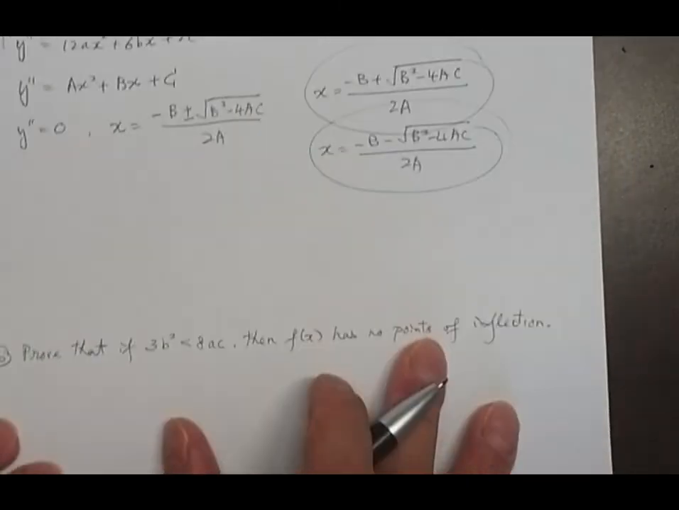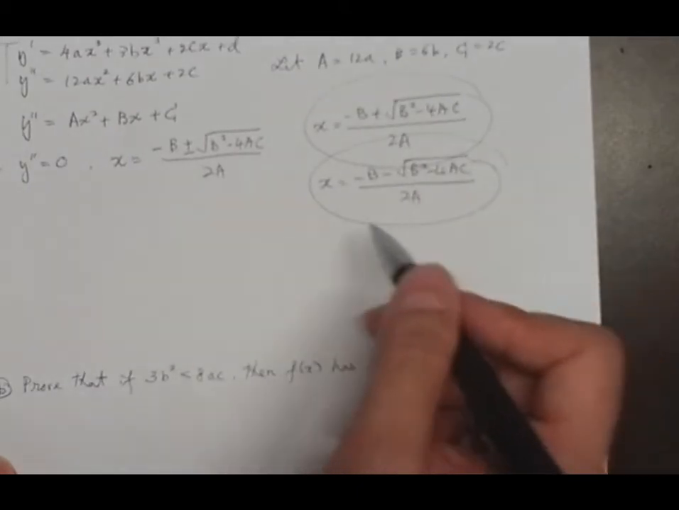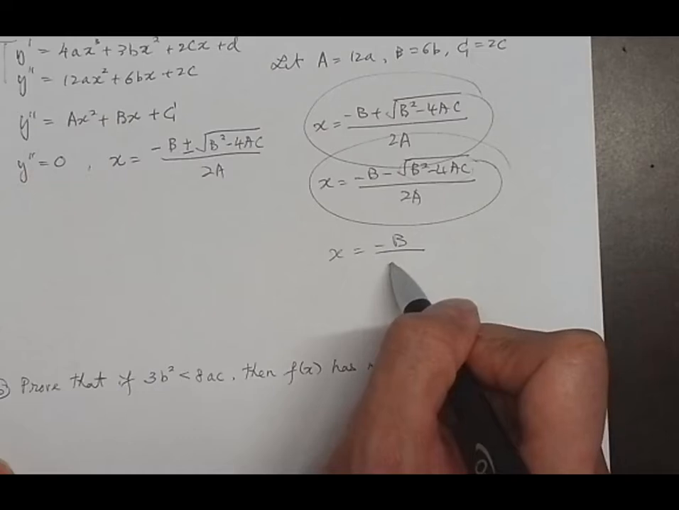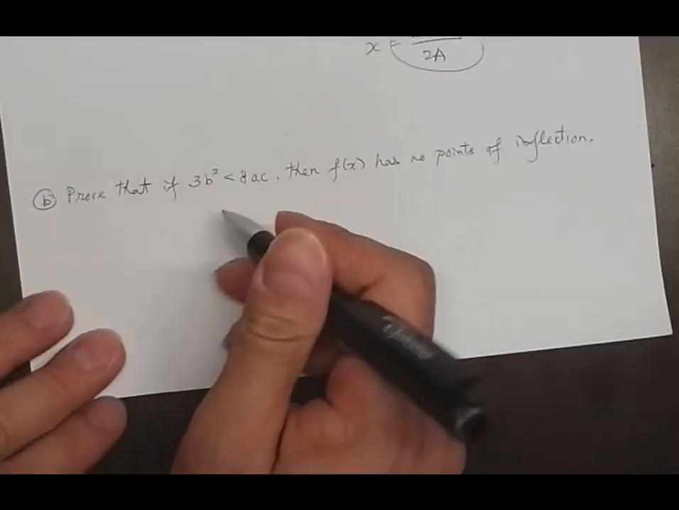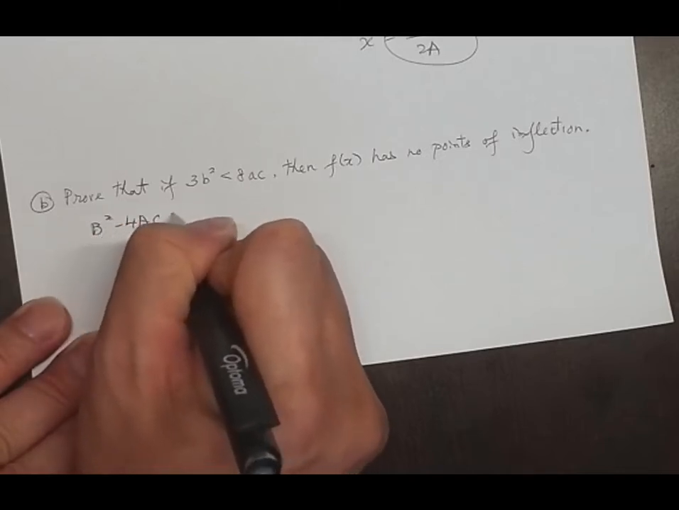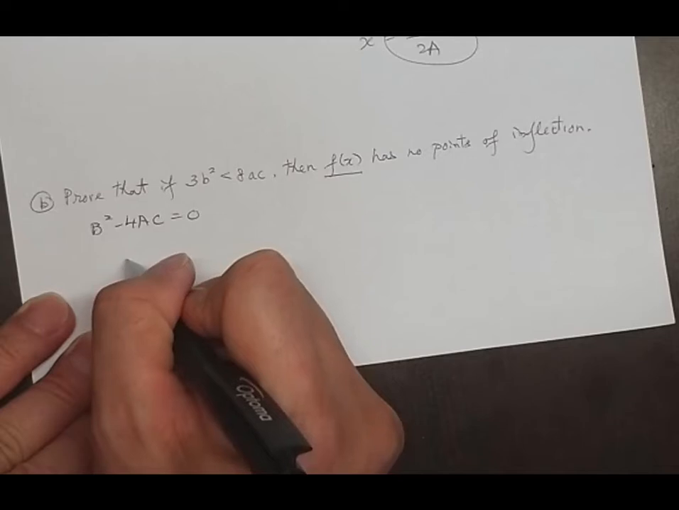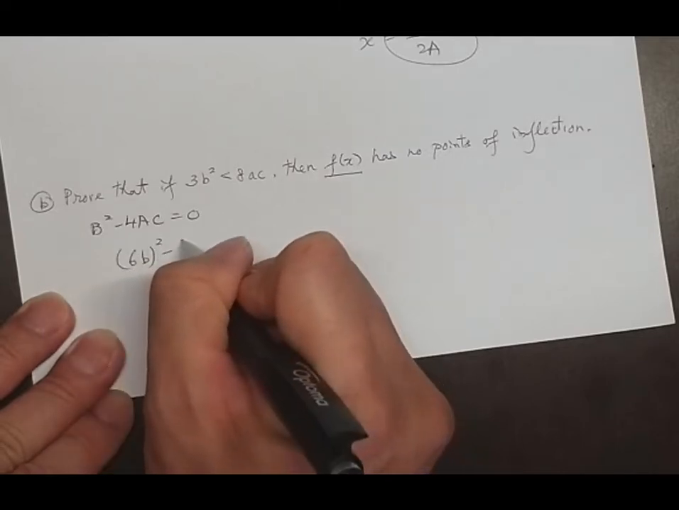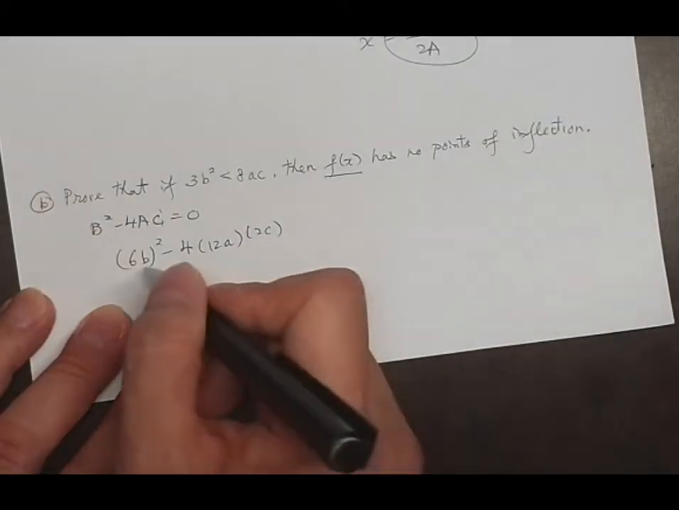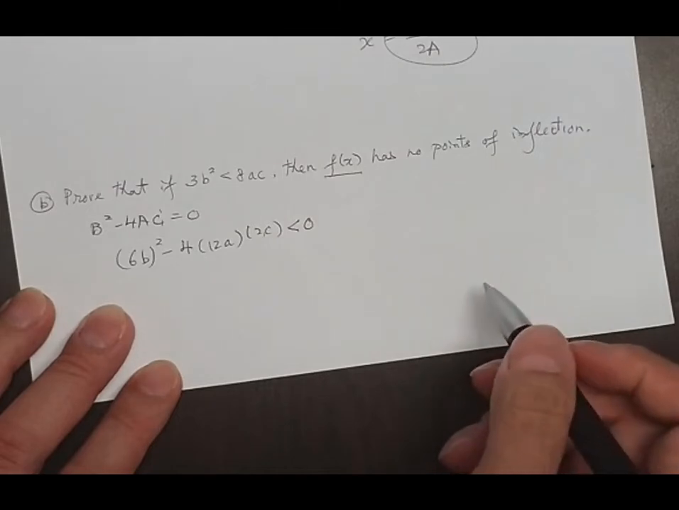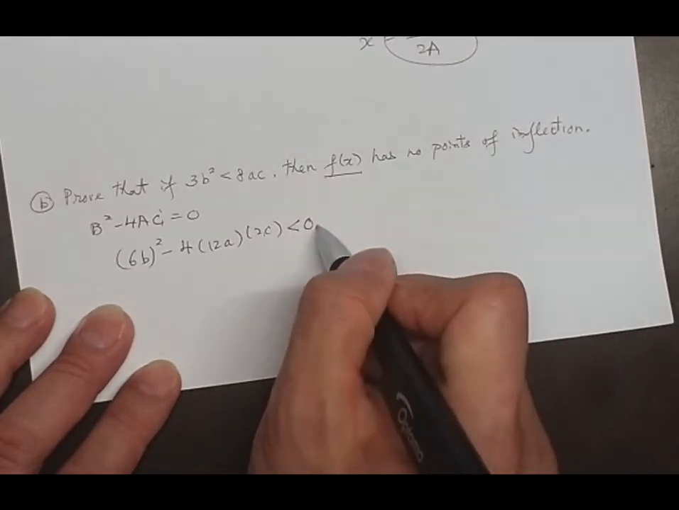Okay. If it has 1 point of inflection, this B squared minus 4AC should be equal to 0. So the x solution should be equal to minus capital B over 2A if this is equal to 0, right? So if capital B squared minus 4AC is equal to 0, the function has only 1 point of inflection. And we substitute capital B squared is 6b squared, 4A is 12a, and capital C is 2c. And if this is less than 0, we don't have any solution for x, so we don't have any point of inflection if this is less than 0.